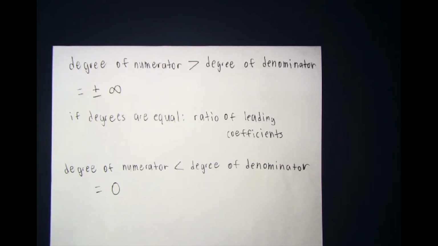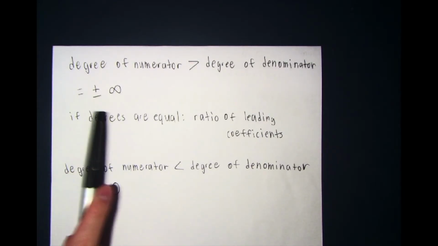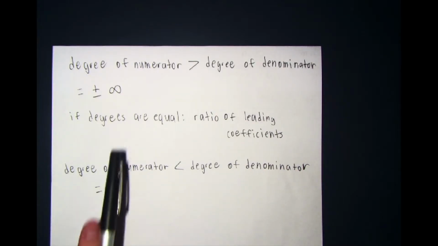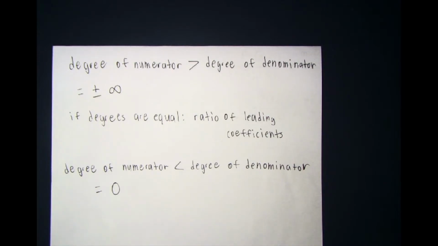So if you look at the degrees of the numerator and the denominator, and the degree of the numerator is greater than that of the denominator, then that means that you know that the limit is going to either positive infinity or negative infinity. In order to determine whether it's positive or negative, you're going to have to look at the signs of that equation. Then if the degrees are equal, then you have to compare the ratio of the leading coefficients. And if the degree of the numerator is less than the degree of the denominator, then you know that the limit to infinity is going to equal 0. So let's look at a couple of practice problems.